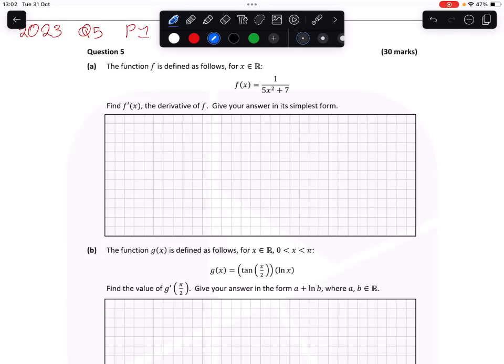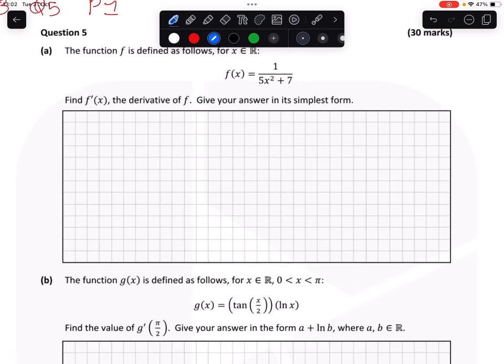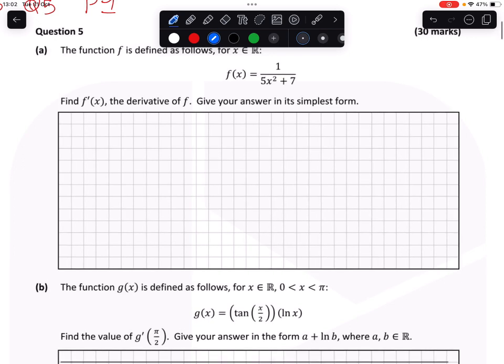So here we have the 2023 paper, question 5, involving differentiation. We're just going to be going through it step by step, so any questions that arise, hopefully they're answered in this video.